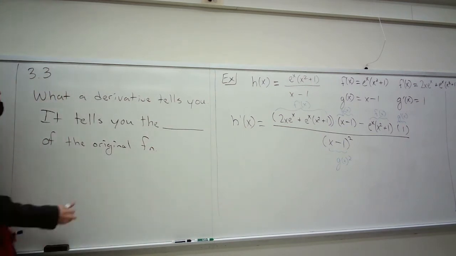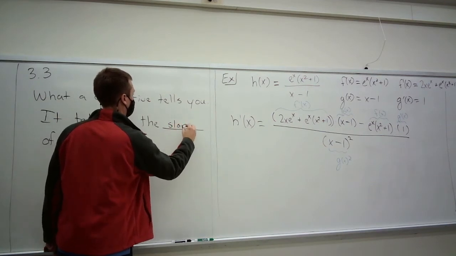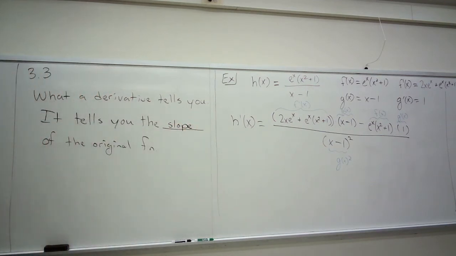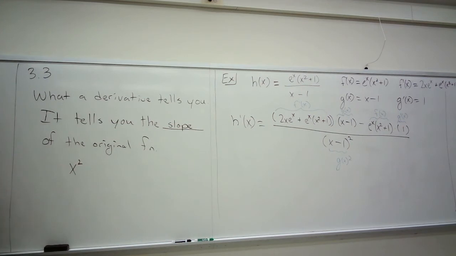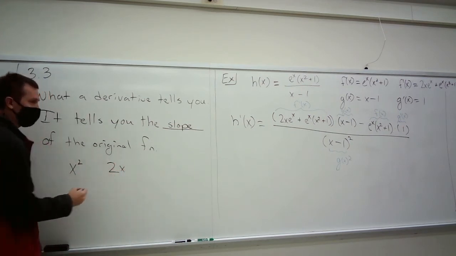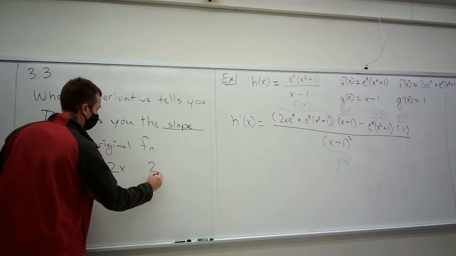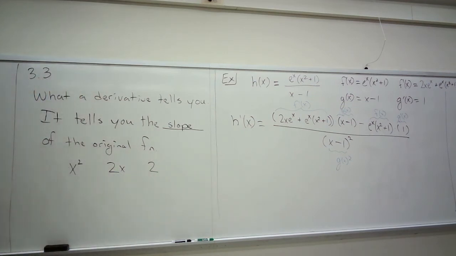You? Slope of the original function. Here's another question. What if the original function told you slope? It tells you the slope of that slope. Holy smokes. What's the slope of x squared? What's the slope of 2x? That's a line, so it's 2. Oh, it's positive.